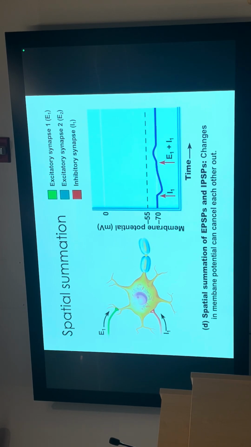Does it matter what order they come in? No, they'll cancel out as long as they're within the same amount of time. Like these happen simultaneously, they just cancel out. One is saying, hey, move up, the other one is saying, move down, so it's not going to go anywhere.